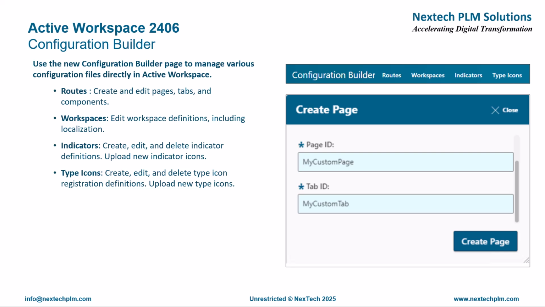Prior to Active Workspace 2406, developers were using command line tools to create various customization types like location sublocations, workspaces, visual indicators, or type icons. Now developers can use the Configuration Builder page to manage the above-mentioned configuration files. There have been schema changes to indicator and type icon registration definitions to make them consistent with each other. The files for registering icons using conditions now have a similar structure for both. Any existing files will be migrated during upgrade.